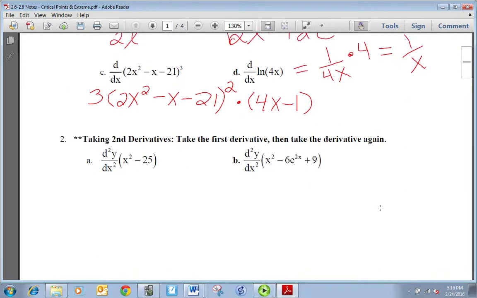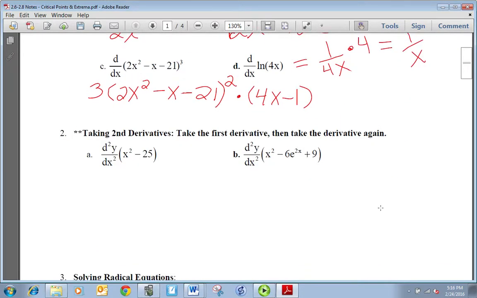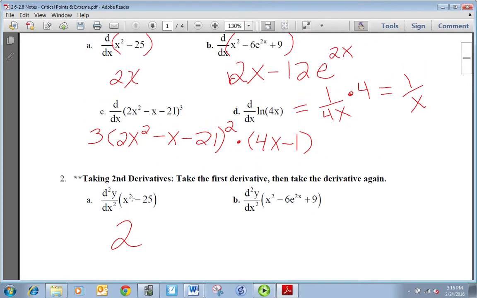Taking the second derivative means just take the derivative we already had. So the derivative of x squared minus 25 is 2x. The derivative of that would just be 2. And then part B, we would take the derivative of part B from the previous example, and I'd get 2 minus 24e to the 2x this time. We're going to keep multiplying that number in front of e by 2 every time you take the derivative.